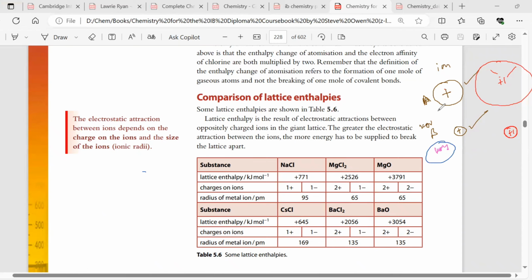Is it clear? So we can tell that if the charge of the ion is smaller, the lattice enthalpy will be more. We need a greater amount of force to break it, right? Is it clear to you? Now tell me one thing, Celia.